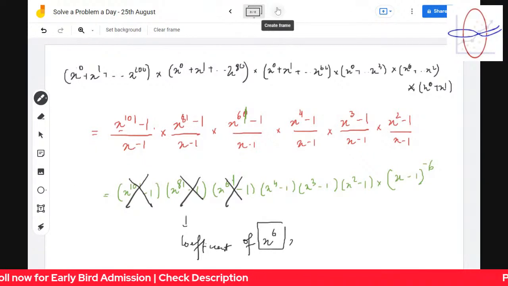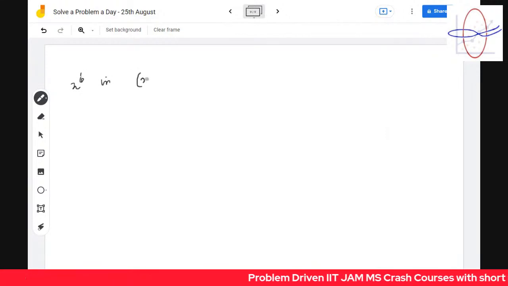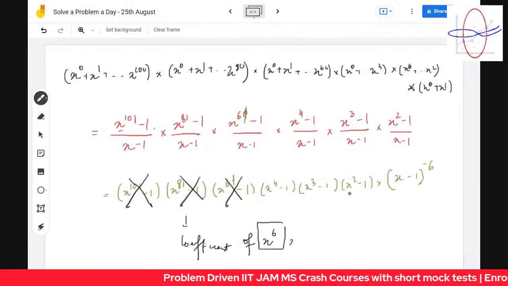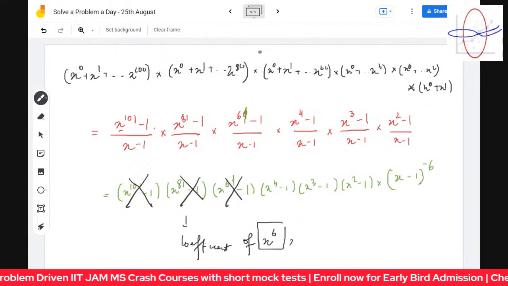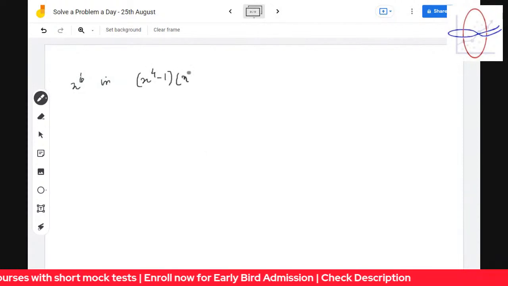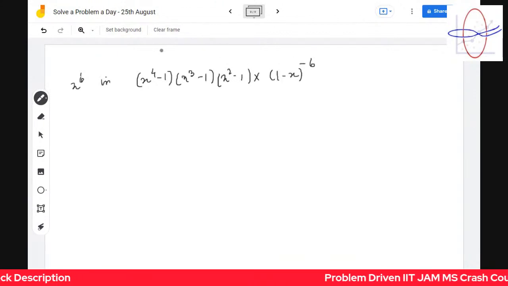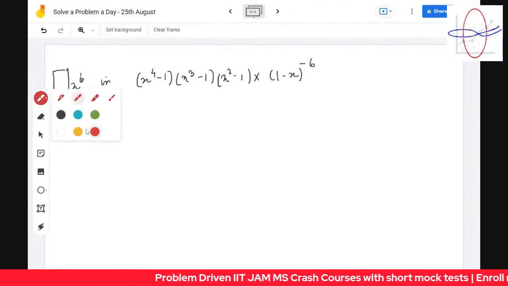So essentially, we need to find out the coefficient of x to the power 6 in, because whatever the coefficient is, it will come out here only, by one multiplication. So it's like x to the power 4 minus 1 into x to the power 3 minus 1 into x to the power 2 minus 1 into 1 minus x whole to the power minus 6. So out of this, you have to find the coefficient of x to the power 6. So how to do this?